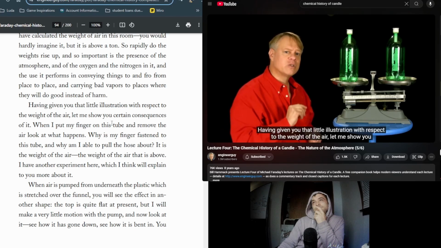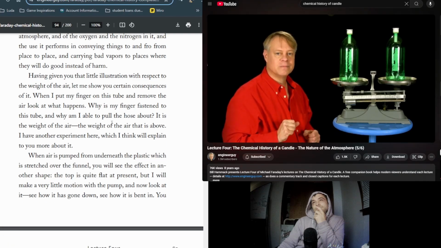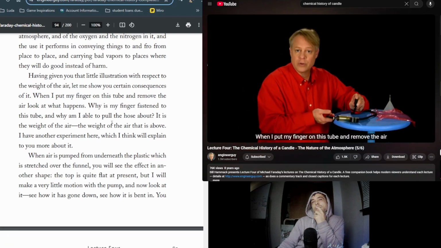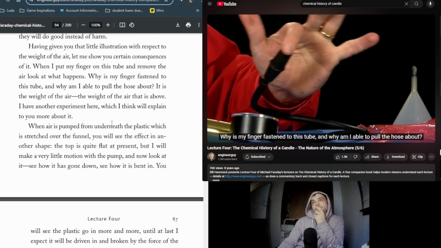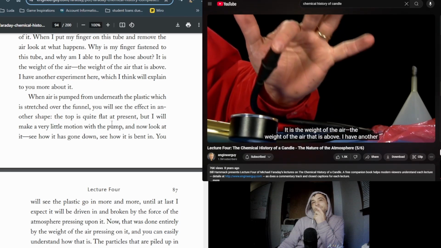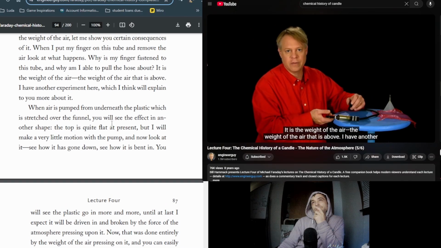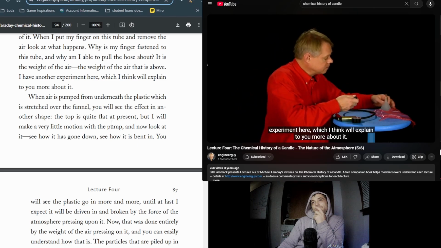Having given you that little illustration with respect to the weight of the air, let me show you certain consequences of it. When I put my finger on this tube and remove the air, look at what happens. Why is my finger fastened to this tube, and why am I able to pull the hose about? It is the weight of the air that is above. I have another experiment here which I think will explain to you more about it.